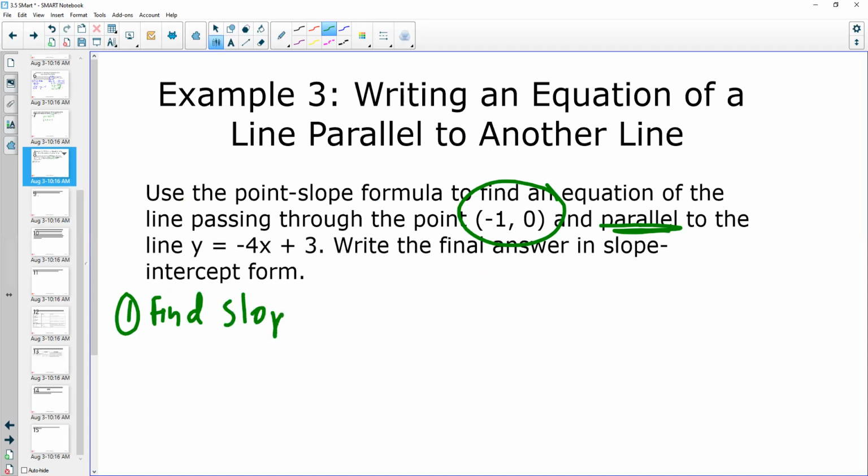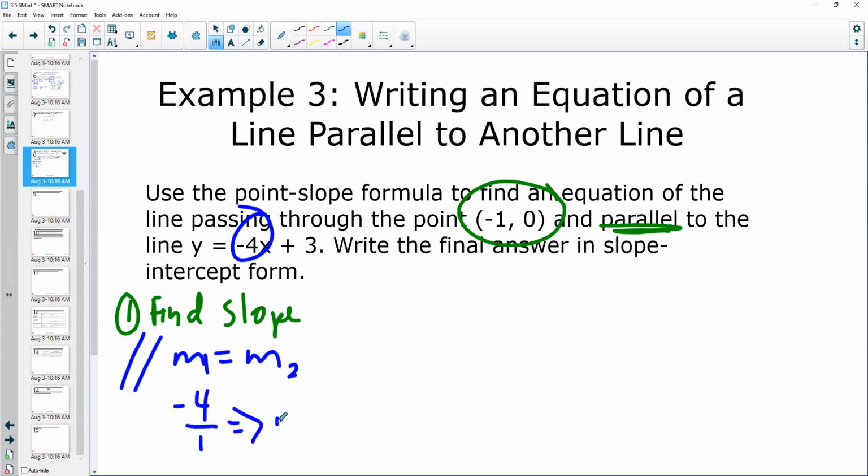Well, we know that when lines are parallel, their slopes are equivalent, right? And I know what the slope of this line is. So when they're parallel, slopes are equal. And I know that the slope of the first line is negative 4 over 1. So I know that the slope of the second line is also negative 4 over 1. So I know that that's the slope. So now I just have to write the equation.